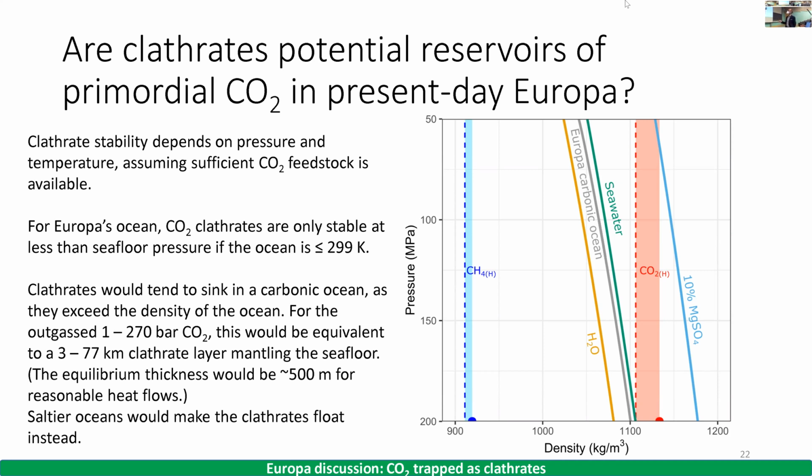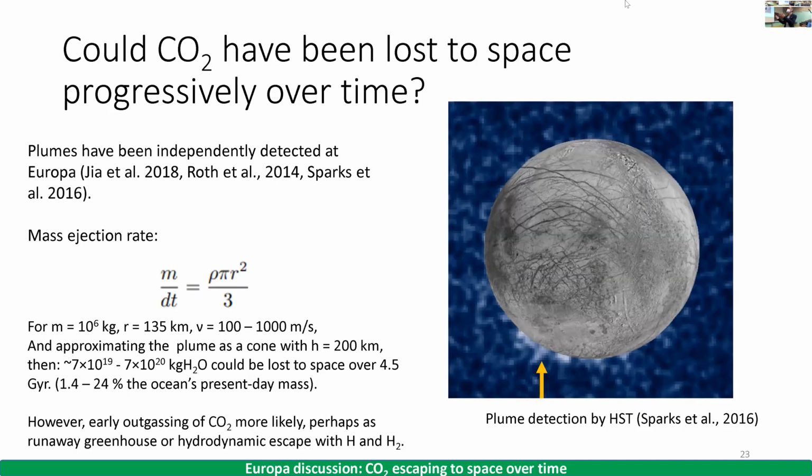So clathrates are a potential sink for carbon dioxide, and perhaps they could reside at the bottom. If we actually add up all the carbon dioxide that we outgassed, we calculated that they'd form a 3 to 77 kilometer thick layer at the seafloor, although that would not be a stable configuration. For reasonable heat fluxes for Europa, essentially the layer would equilibrate to about a 500 meter thick layer at the seafloor. So that is potentially there, but you still have to get rid of a lot of carbon dioxide.